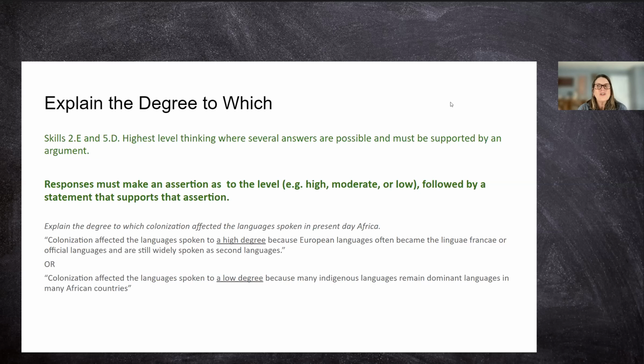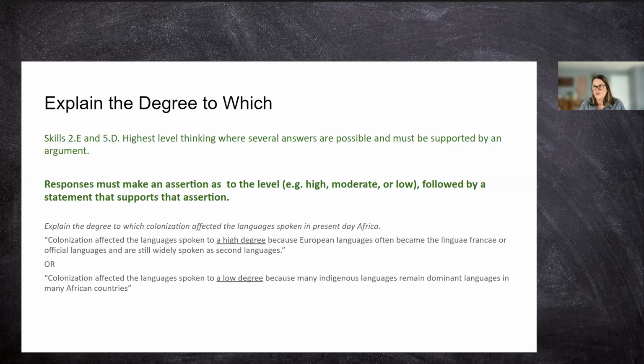Because the student could have also answered completely differently. If you look at the second response, it says colonization affected the languages spoken to a low degree or no degree, because many indigenous languages remain dominant languages in many African countries. We can't infer what degree your student is answering if they don't tell us, because they could have written that colonization affected the languages, and there are many indigenous languages that remain dominant languages. It doesn't tell us the degree to which that is true or not.